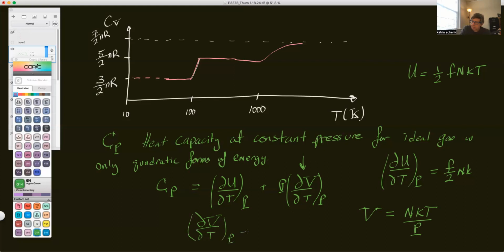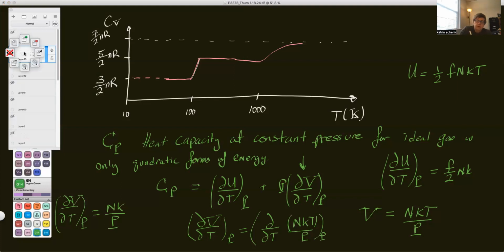So think about what is partial V, partial T at constant pressure. I'm going to put that V in here. So I have partial T, and then the V is NKT over P, but I am told to leave P as a constant. Partial V, partial T at constant pressure: that P on the bottom doesn't factor into this derivative at all. So we literally just get NK over P. Okay, let's put it all together.